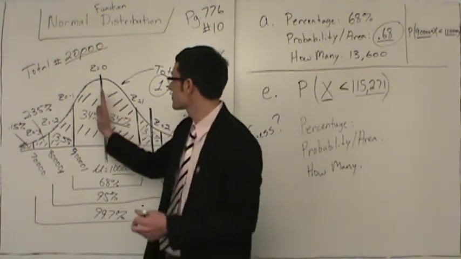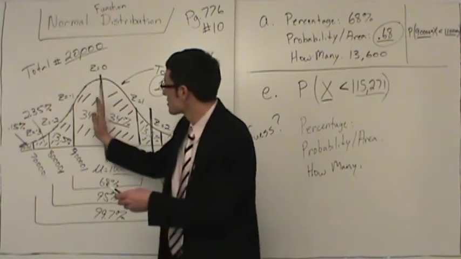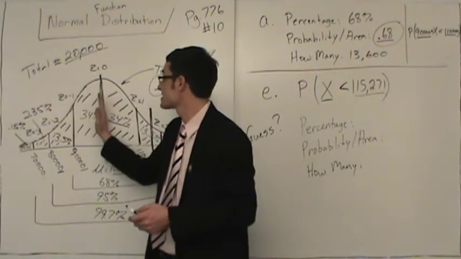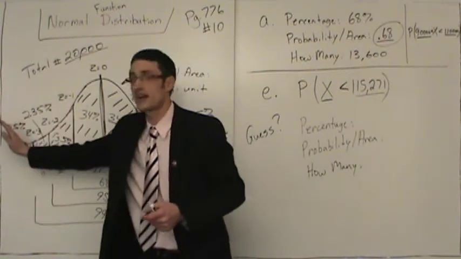Now question: notice the mean is the center. What percentage of area is to the left of the mean? Well, hopefully you say that's half of the curve. That's 50%. So we've got 50% of the area down here.